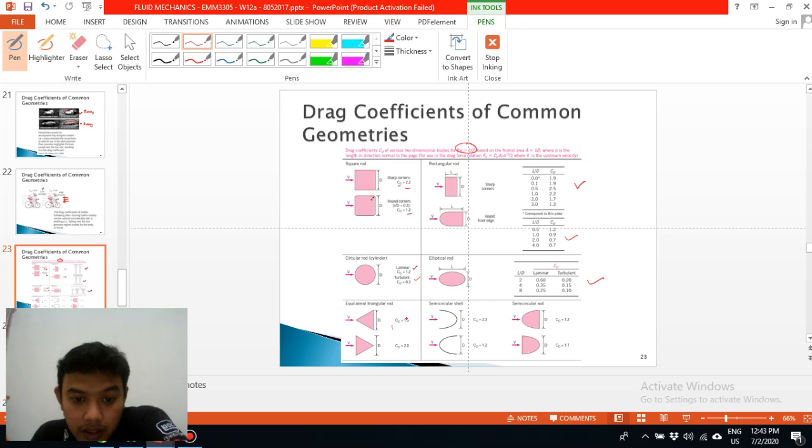So the third one is the triangle. So if the flow is facing this angle, okay, so the drag is 1.5. If facing the larger surface, the drag will be increased. Same like the semicircular shape, the U shape will produce higher CD compared to the other shapes. Okay.